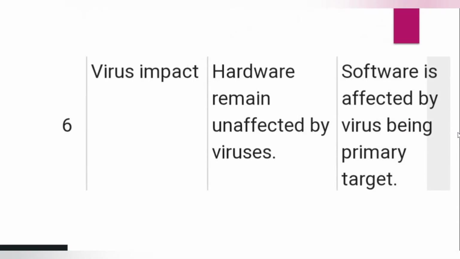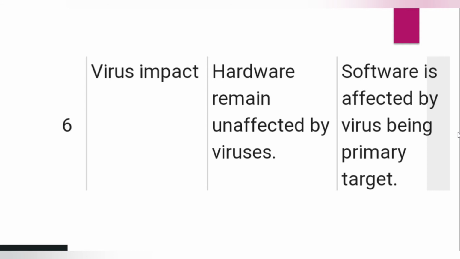Next is virus impact. Virus impact means what will happen if a virus attacks these two components. What will happen if a virus attacks hardware? Hardware remains unaffected by viruses because hardware is a physical component, and it's very hard for a virus to affect a physical component. So hardware will not be affected by a virus.